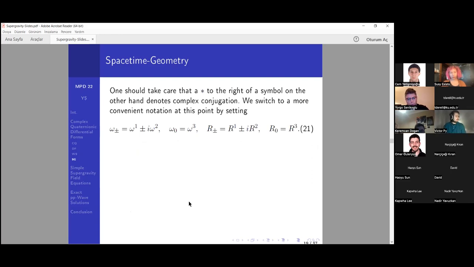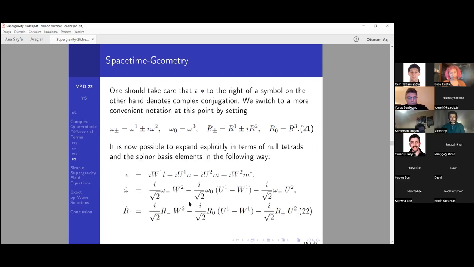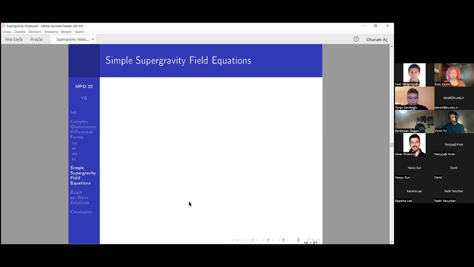We switch to a more convenient notation at this point with omega plus, omega zero, and omega minus, R plus, R zero, and R minus, which give me explicitly, in terms of the null tetrads and the spinor basis elements, E, omega, and R. Okay, now you see exactly what we will need for the field equations.